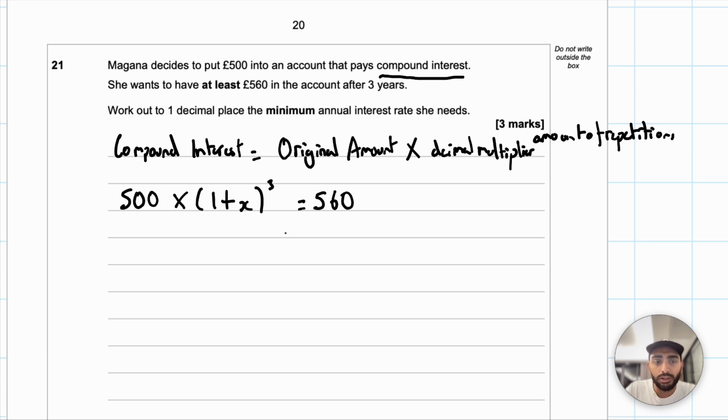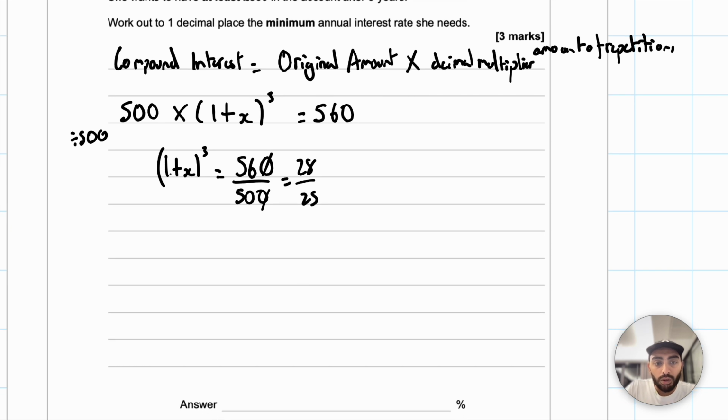So let's simplify this equation. I'm multiplying by 500 on the left. So if I divide by 500 on both sides, I'm left with (1 + x) to the power of 3 equals 560 divided by 500. I can simplify this, so that becomes 56 over 50, or 28 over 25. I've got this left-hand side all being cubed, so I can cube root both sides. Now I'm left with 1 + x is equal to the cube root of 28 over 25.